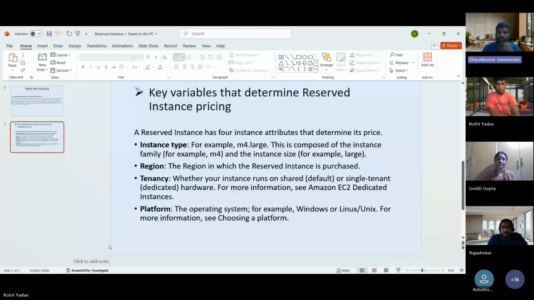Like Gupta mentioned in his slide, whenever you fix a particular family type or operating system, there is a separate billing. If you are changing to a convertible reserved instance, then the price is different. And there are three pricing models: all upfront, partial upfront, and no upfront.